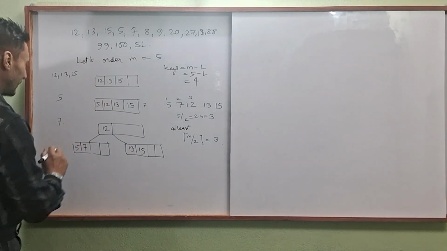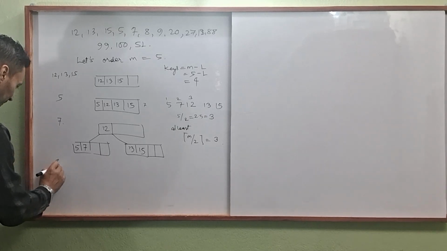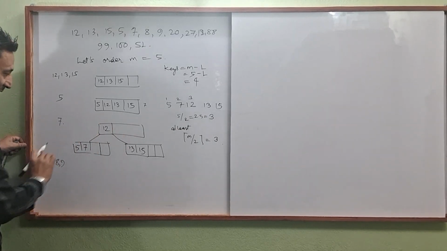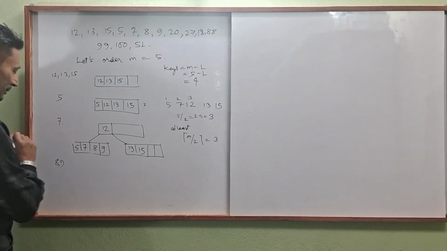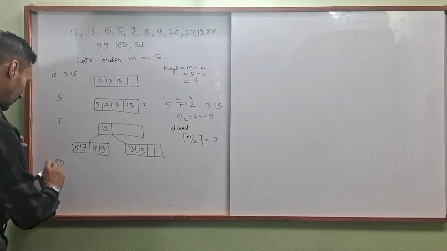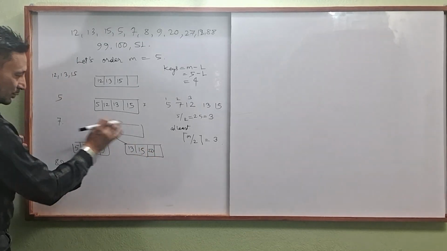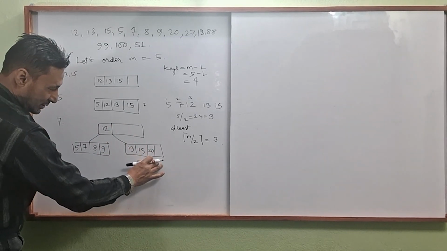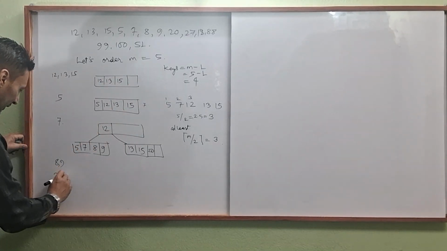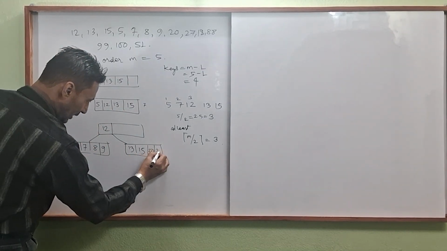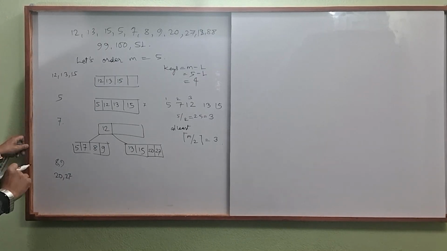Now let's take other values, 8, 9. Now this is not a problem. 8 and 9 are both less than 12, so we can store 8 and 9 here, no problem. Now when 20 comes, again there is no problem. We can store it here because 20 is greater than 12 and there is space within the child. Now 27 will come. No problem again. We can store 27 here. Now when 18 comes, what will happen?